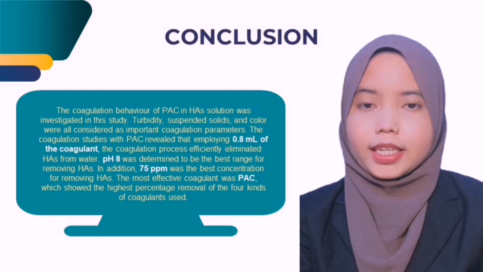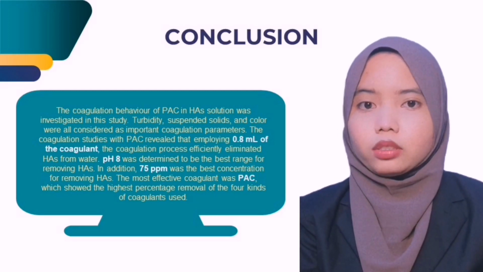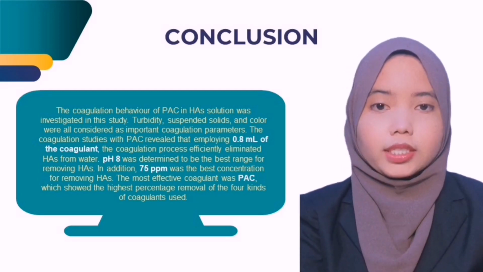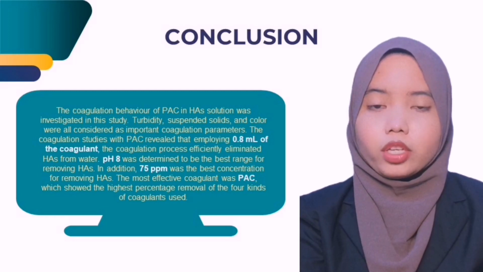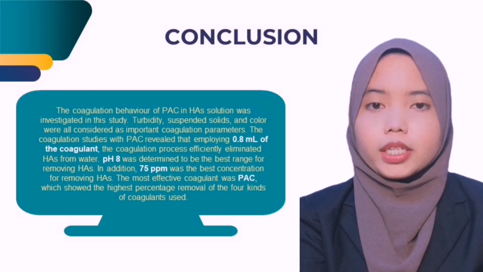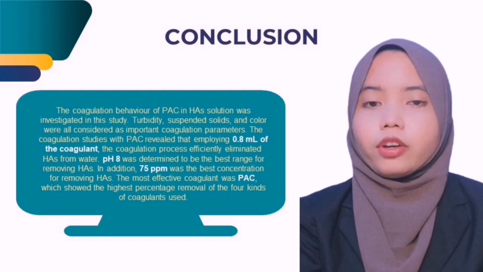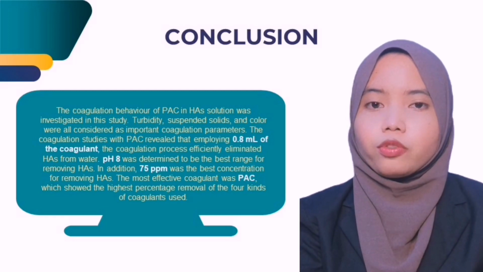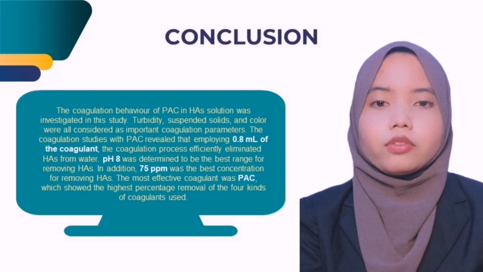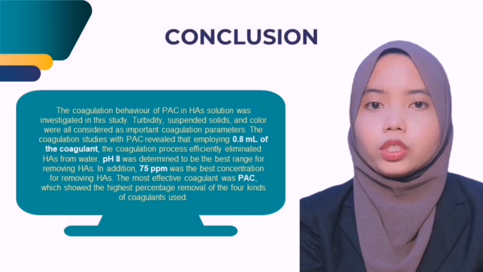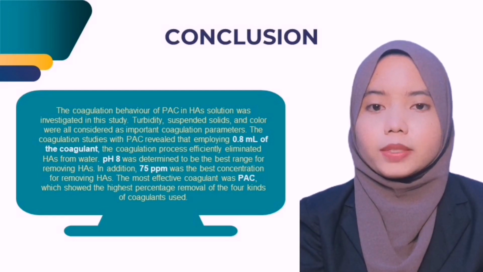The coagulation behavior of polyaluminium chloride in humic acid solution was investigated in this study. Turbidity, suspended solid, and color were all considered as important coagulation parameters. The coagulation studies with polyaluminium chloride revealed that employing 0.8 ml of the coagulant, the coagulation process efficiently eliminated humic acid from water. pH 8 was determined to be the best range for removing humic acid. In addition, 75 ppm was the best concentration for removing humic acid. The most effective coagulant was polyaluminium chloride, which showed the highest percentage removal for the 4 kinds of coagulant used.